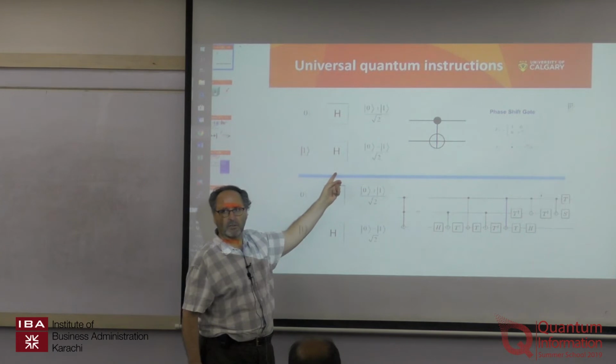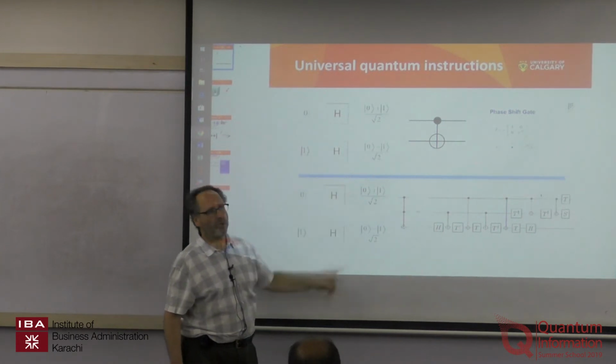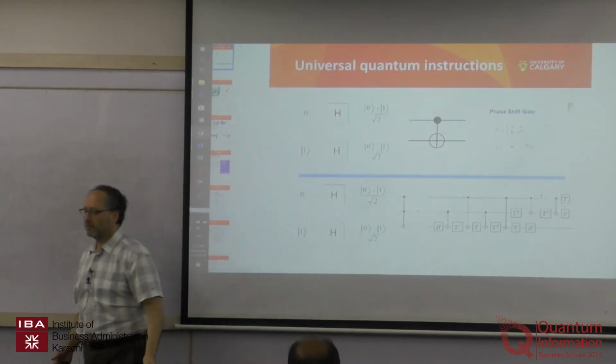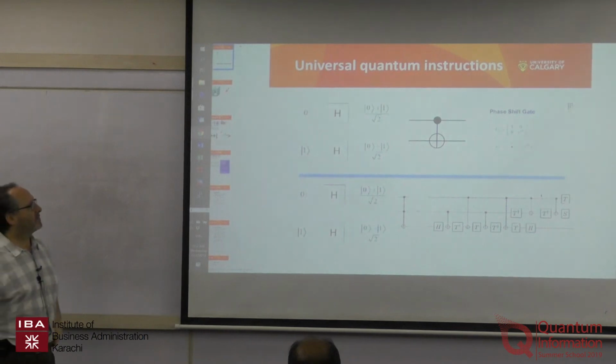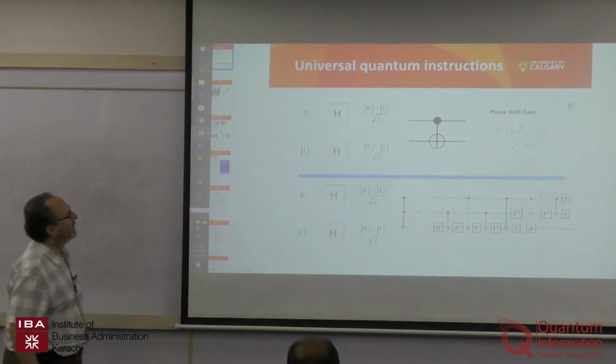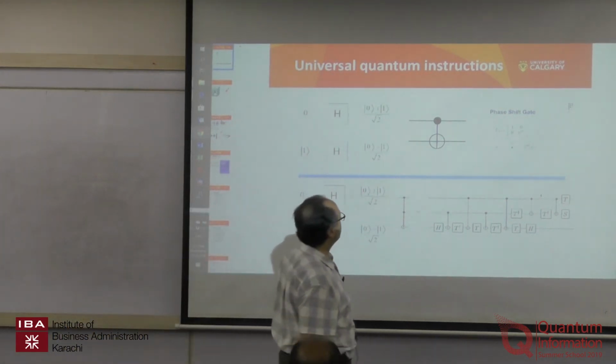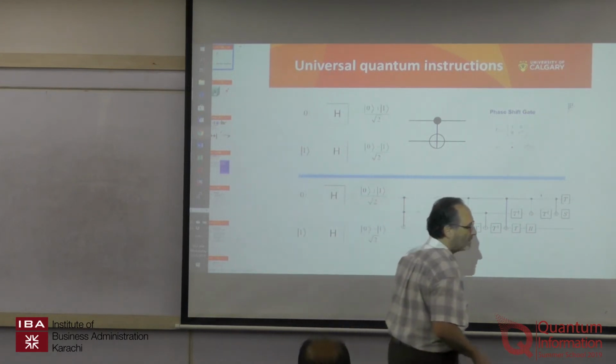It's got no classical equivalent because we don't have a classical meaning for talking about a superposition of 0 and 1. And I'm sorry these aren't showing up very well here.